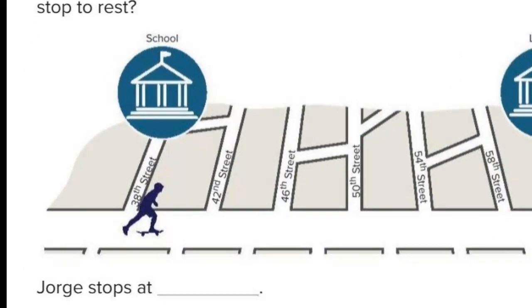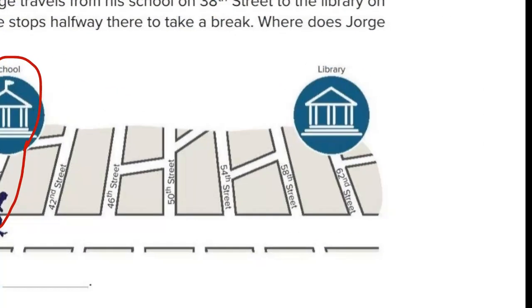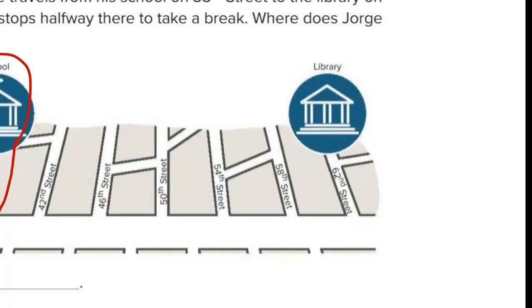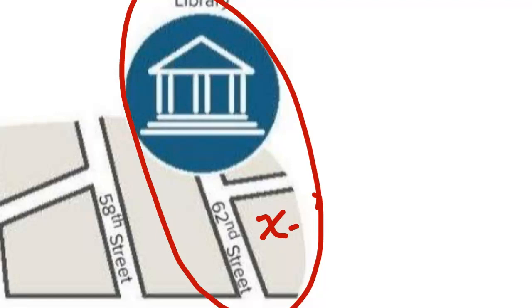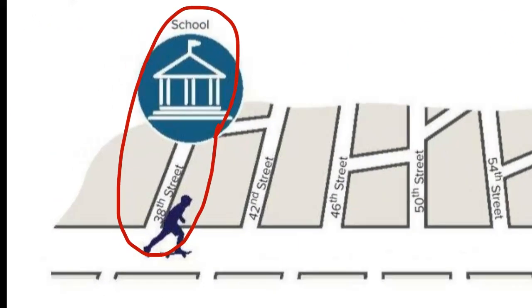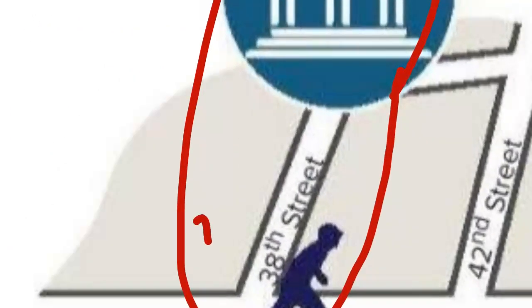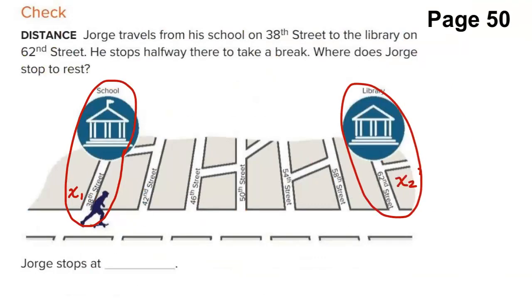What kinds of things should we be using for our x1 and our x2? Where are those numbers coming from? From our street numbers here. So the school, 38th Street, that's going to be one of the x's. You can call it either x1 or x2. What about the other number? 62nd Street. Here's my other x value. So go ahead and find where the midpoint is, the halfway point on his trip.